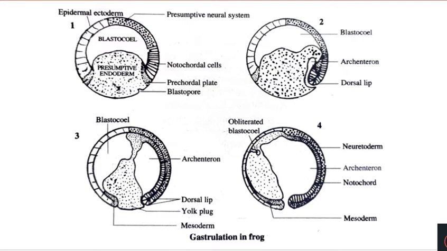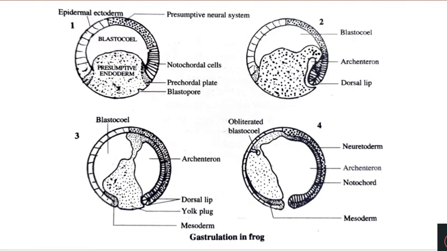Now we will go to the second process, that is involution. So what is involution? Involution is the rolling in of cells. So for that we will come to the diagram again, where this is the epidermal ectoderm, this is the neural ectoderm, the prospective neural ectoderm, this is the notochordal area, the prospective notochordal area, this is the precaudal plate, and this is the blastopore.